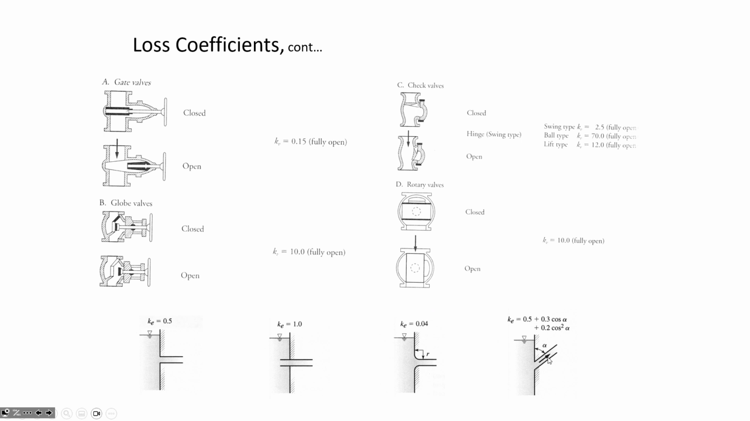And then if you have the water flowing at an angle, then this is suggesting that you could determine the energy loss coefficient as a function not only of it being an abrupt transition, 0.5, but then some additional losses having to do with how steep that angle is.